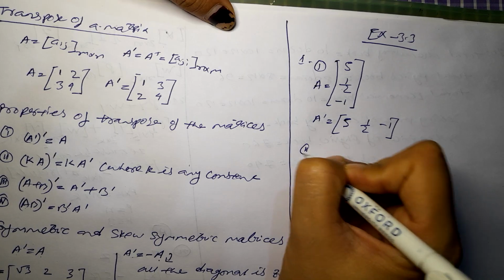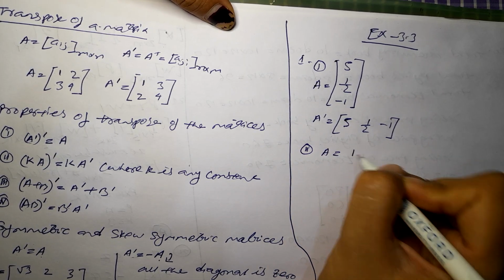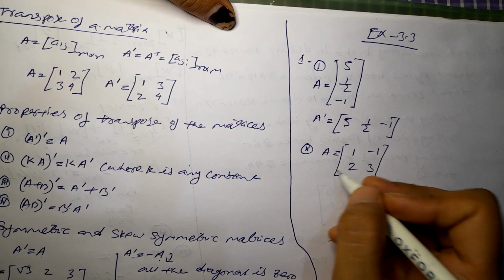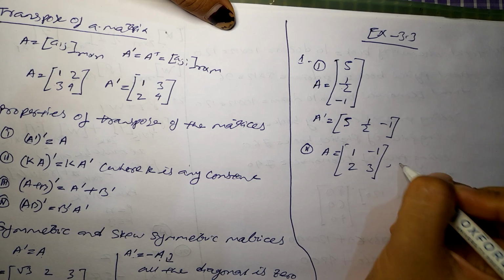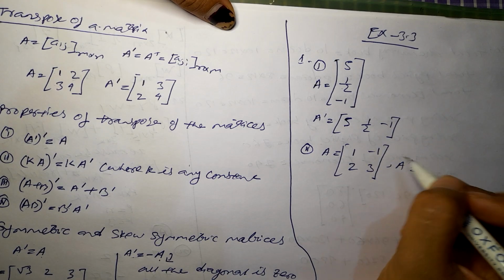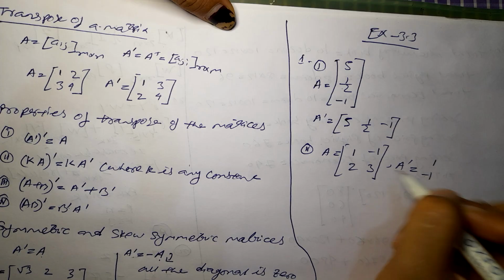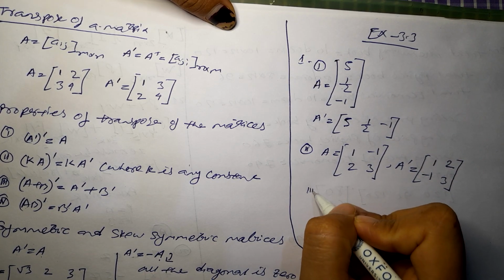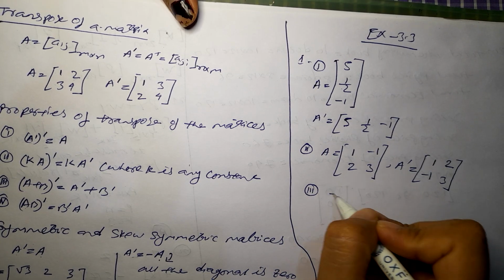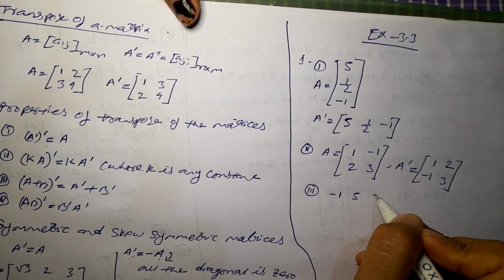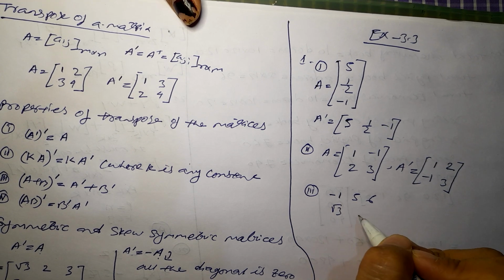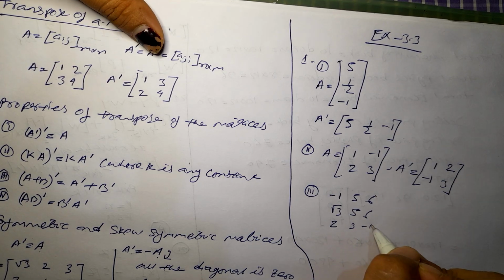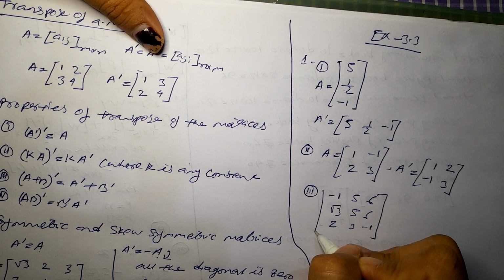Part 2: A is equal to 1, minus 1, 2, 3. So it will be A transpose. A transpose will be, the row will become the column: 1, minus 1, 2, 3. Part 3 is a 3 cross 3 matrix: minus 1, 5, 6, root 3, 5, 6, 2, 3, minus 1. This is the A matrix.